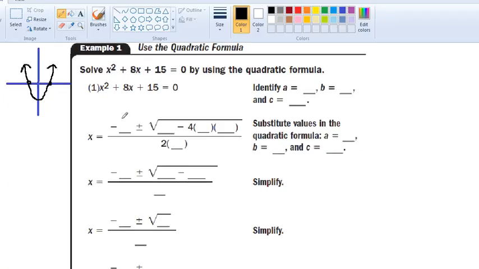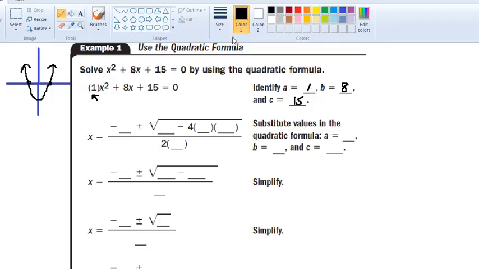Now here's what we know. The formula says to do this. First of all, we've got to figure out what is A, what is B, and what is C. Now A is right here. When it's before the x squared, it's just a 1. We have an 8 for B, and it looks like C is going to be 15. And these could be negative, but in this case, they're all positive.